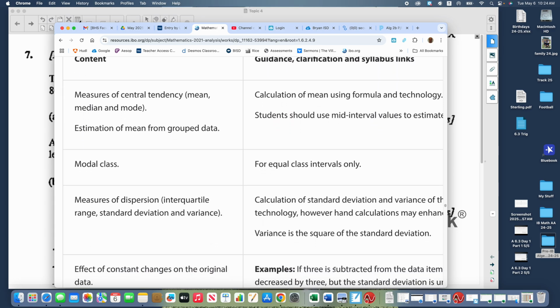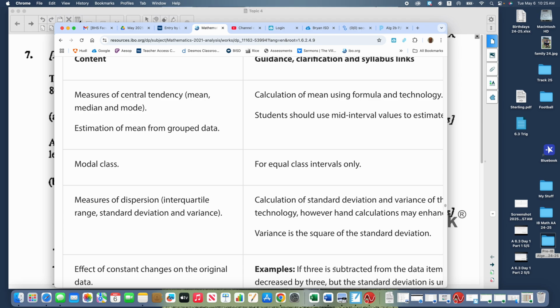Measures of central tendency. We have to do mean, median, and mode by hand and in the calculator. Don't get confused by that. If you say it correctly, it helps a little bit. That's not model, that's modal. So the modal class is the mode because it's a group.